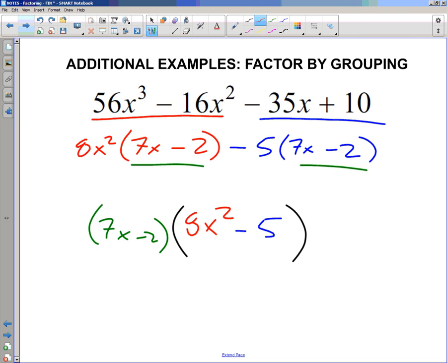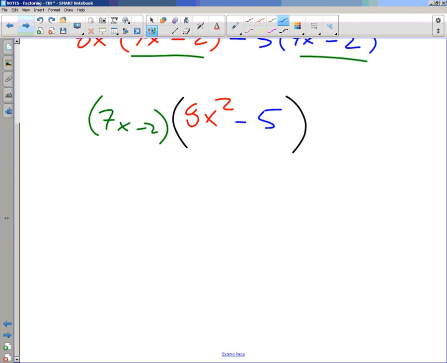Check and see if there's anything else we can factor out of either of those terms, and I don't believe there are. So our final answer then is going to be 7x minus 2 times 8x squared minus 5.